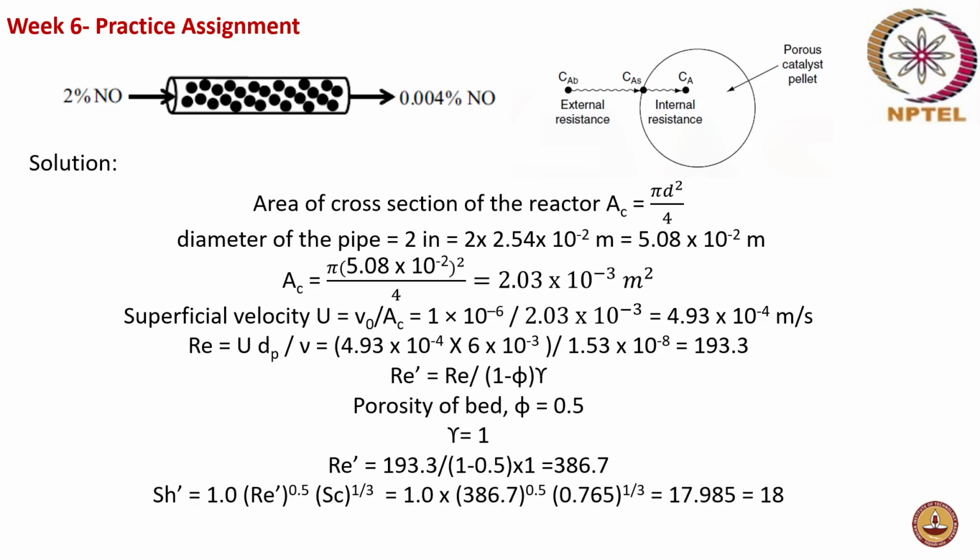Now we have to find out what is the modified Sherwood number. So modified Sherwood number is given by, this is nothing but your Thoenes-Kramers correlation. So modified Sherwood number is equal to 1 into modified Reynolds number power 0.5 into Schmidt number power 1 by 3. So that is equal to 1 into 386.7 power 0.5 into 0.765 power 1 by 3, which is nothing but 17.985, which is approximately equal to 18. So your modified Sherwood number is 18.